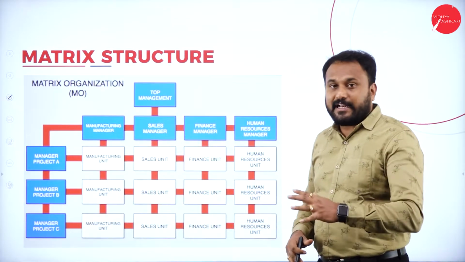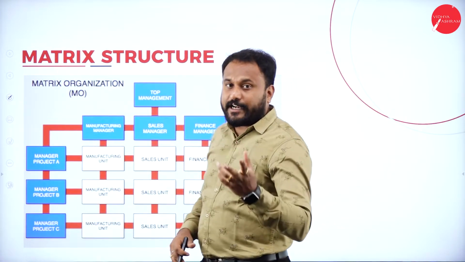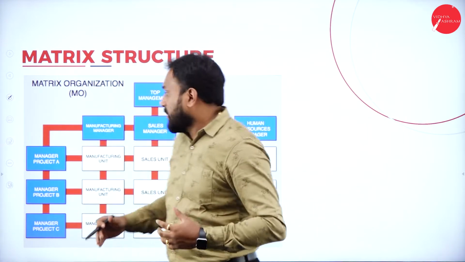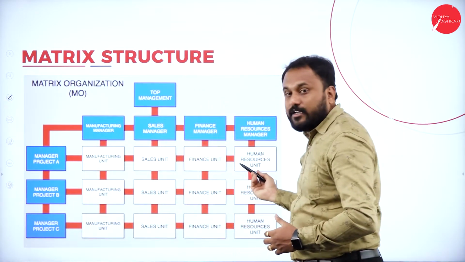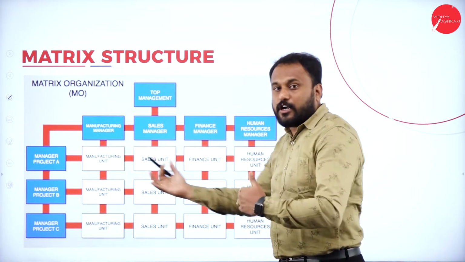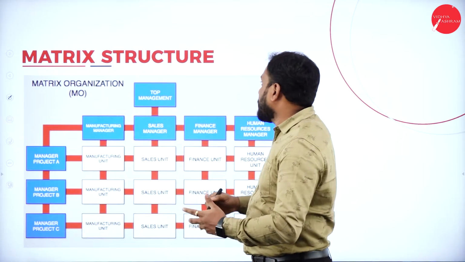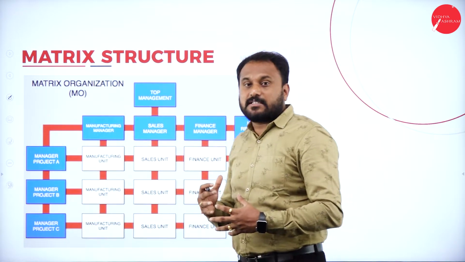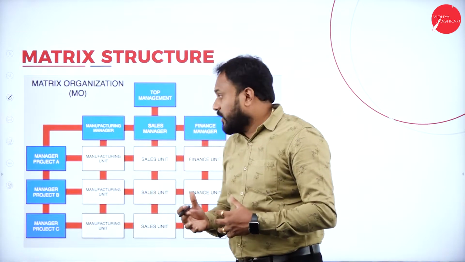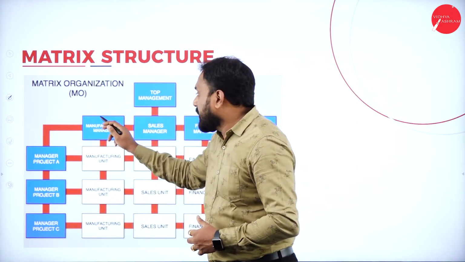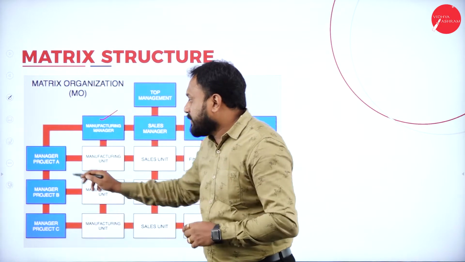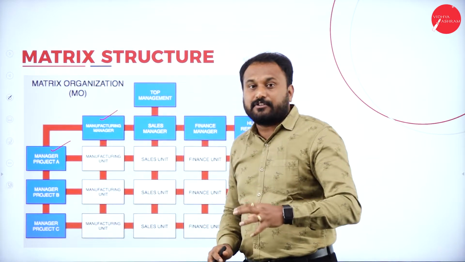Please understand the matrix structure. Two authorities have been given: one is the vertical as well as one more, the horizontal. When you go with the vertical and horizontal combination, it is complex as well as very good, because you have two authorities. One is the manufacturing manager as well as the manager who is assigned for project A.